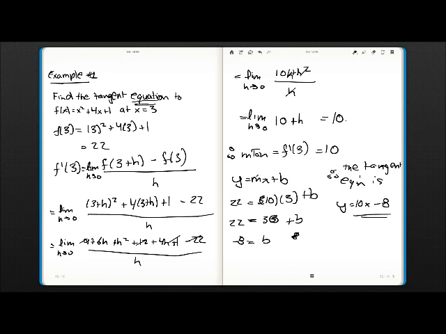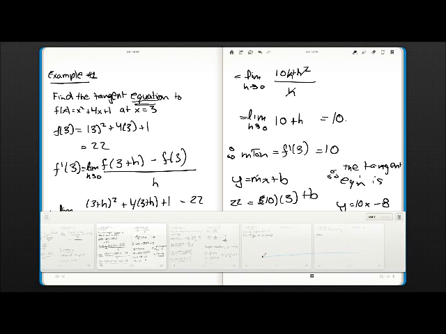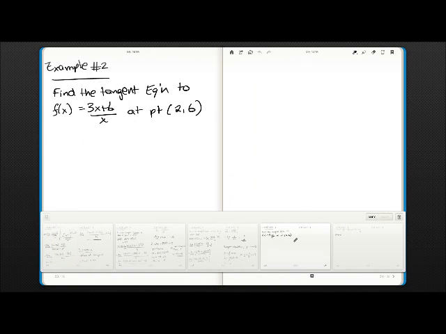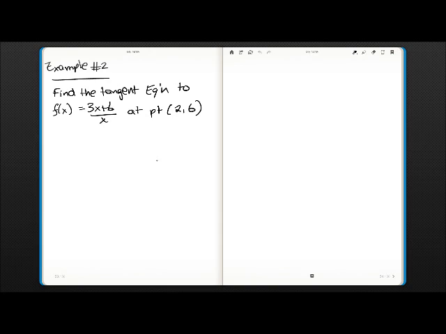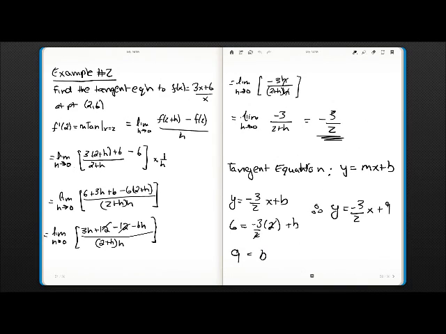So the next thing is, I'm going to give you an example for you guys to do. So here's the example. Pause the video and find the same thing as last time, the tangent equation to f of x, the function 3x plus 6 over x, at the point 2 over 6. You can pause the video. Okay, so here's the answer.